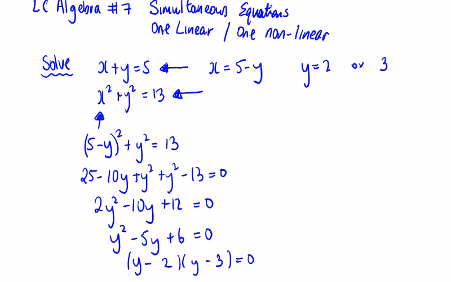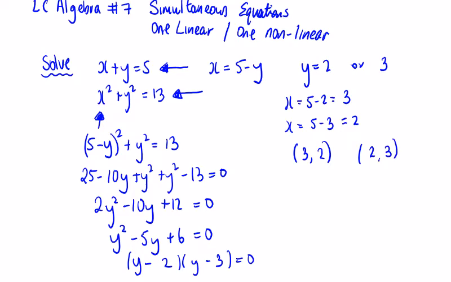If x is equal to 5 minus y, x is equal to 5 minus 2, which is 3. And the other side of it is x is equal to 5 minus 3, which is equal to 2. So when x is 3, y is 2. Always finish it off like this. And when x is 2, y is 3. Nice easy one to start this topic.